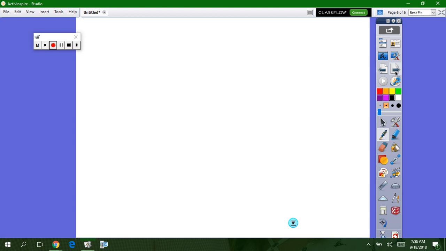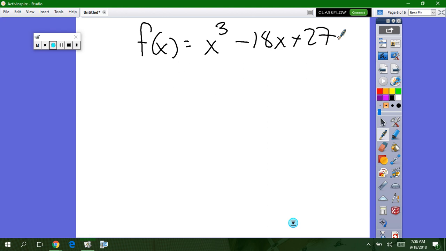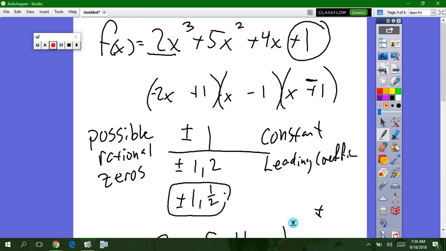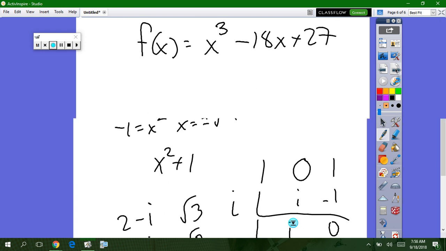Let's try one more. And then we'll get into some things. All right. What are my possible rational roots? Possible rational roots. Doesn't mean they are going to be roots, but what are my possible rational roots? Where do I find that from? If you'll remember on our last one, we did the factors of the constant divided by the factors of the leading coefficient. That's how you find the possible rational root.